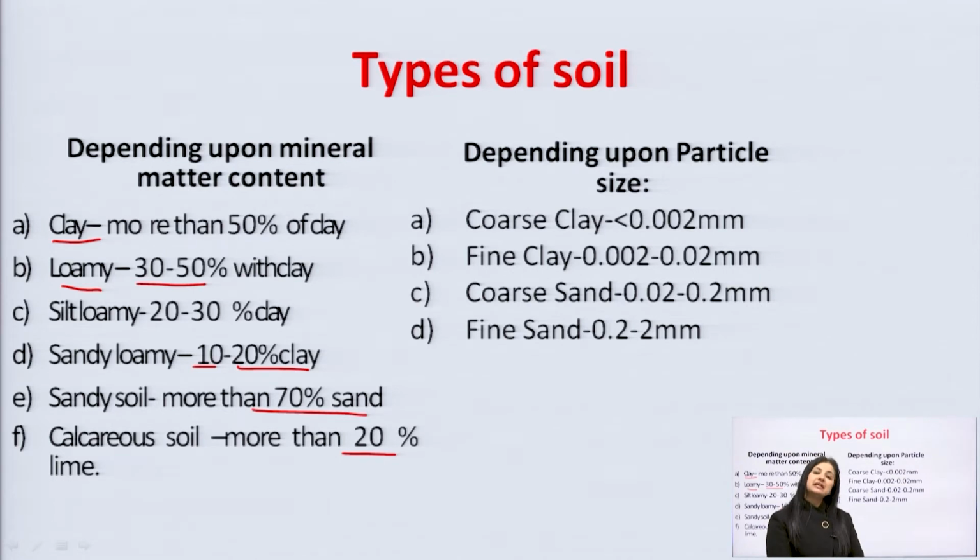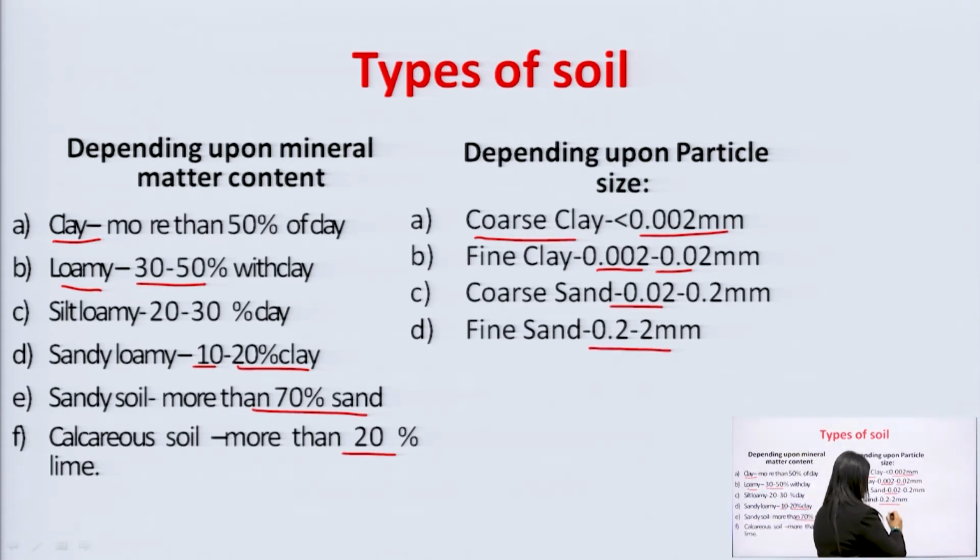Besides that, depending upon the particle size, the soil can also be classified as coarse clay, having a particle size less than 0.002 millimeter; fine clay, having a particle size ranging from 0.002 to 0.02 millimeter; coarse sand, having a particle size from 0.02 to 0.2 millimeter; and fine sand, having a particle size of 0.2 to 2 millimeter, with the highest particle size.